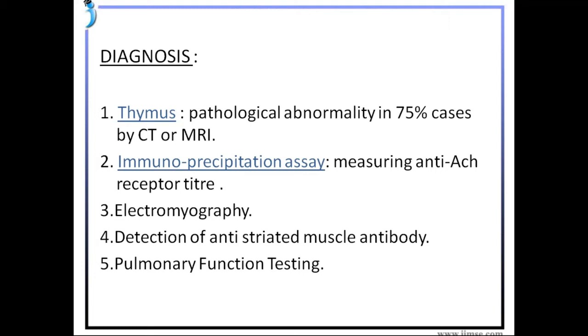And there is detection of the anti-striated muscle antibody. As we already discussed, these are antibodies that bind to the NM receptors on the motor end plate. We also need to do the pulmonary function test. As I just told you, the clinical features progress to the respiratory muscles, so we need to know the strength of the lungs.